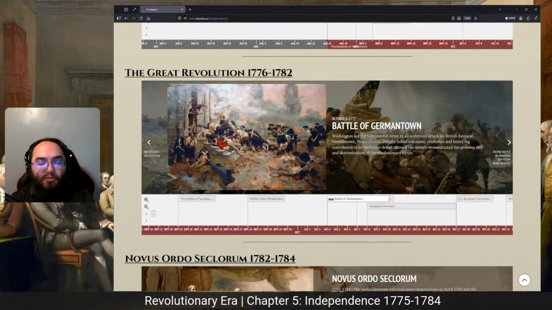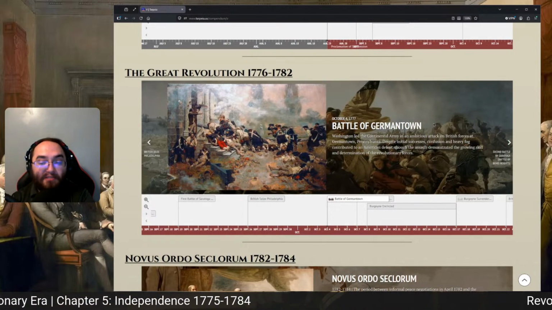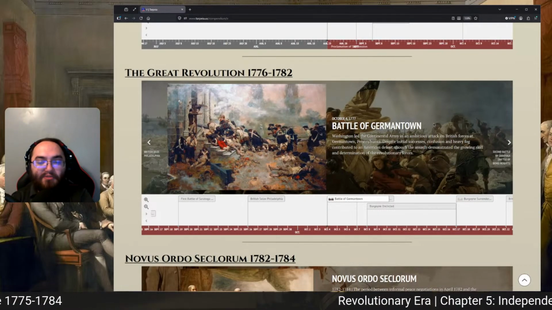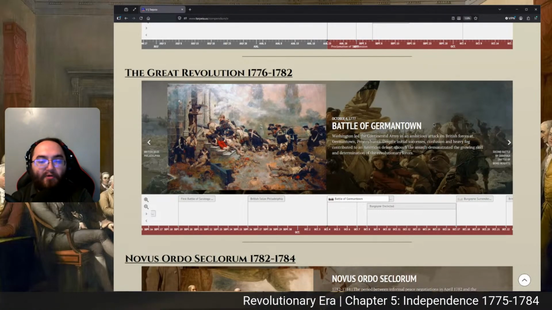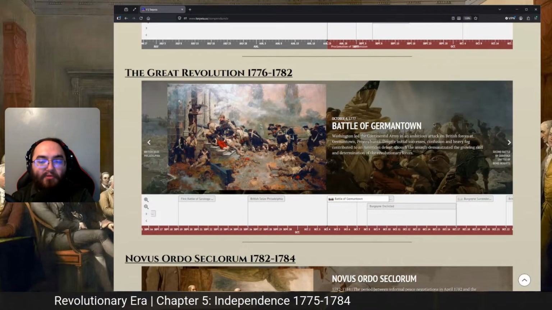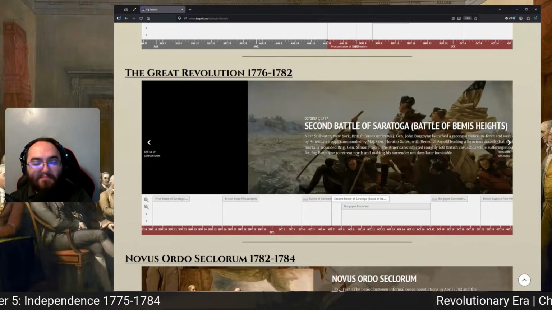Here's the Battle of Germantown. Washington led the Continental Army in an ambitious attack on British forces at Germantown, Pennsylvania. Despite initial successes, confusion and heavy fog contributed to an American defeat, though the assault demonstrated the growing skill and determination of the Revolutionary forces.